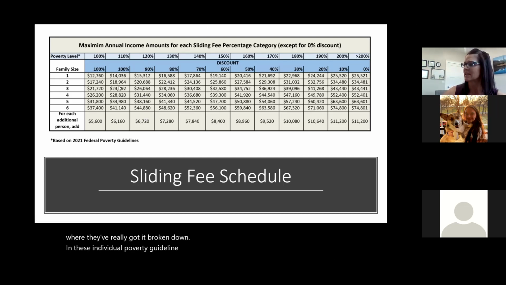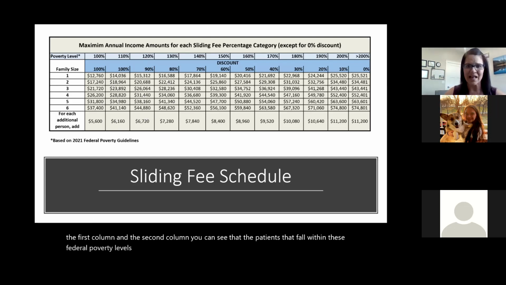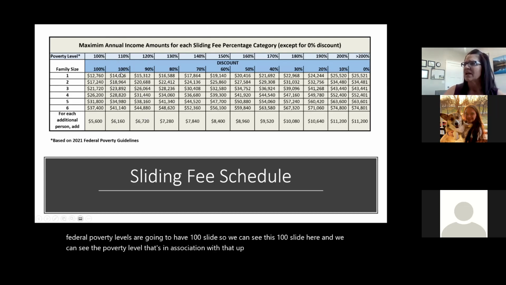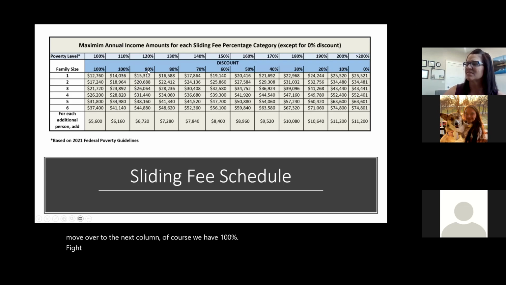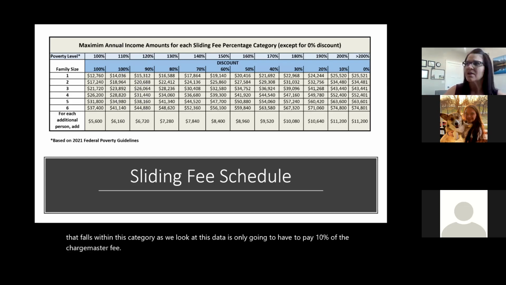So in the first column, in the second column, you can see that the patients that fall within these federal poverty levels are going to have 100% slide. We can see this 100% slide here, and we can see the poverty level in association with that up here at the top. As we look at the next column, at this family size, it shows 90%, right? So that patient that falls within this category is only going to have to pay 10% of the charge master fee. So keep that in mind.